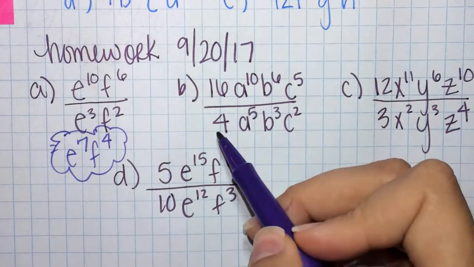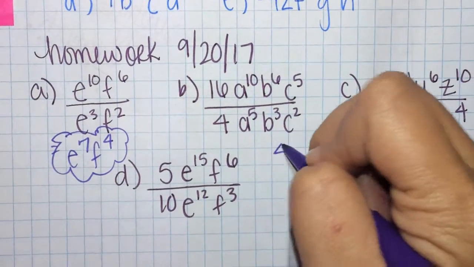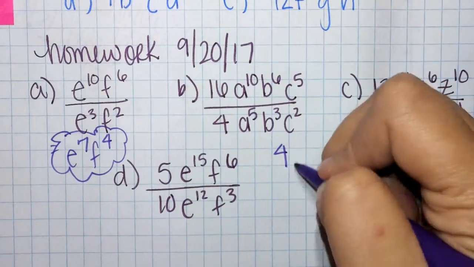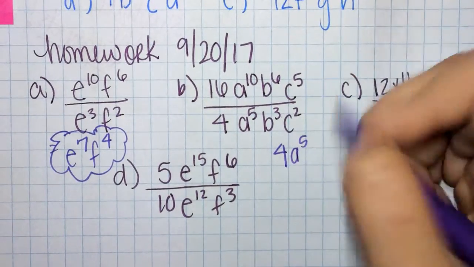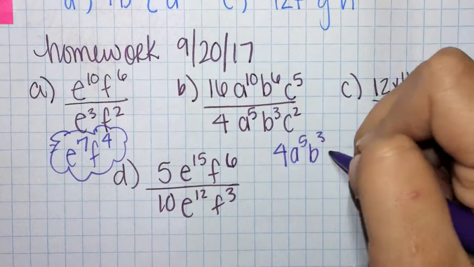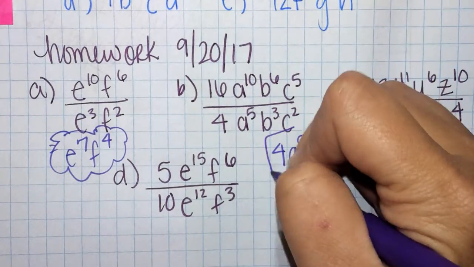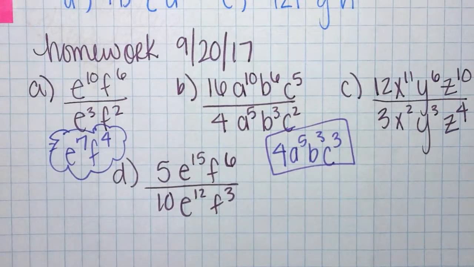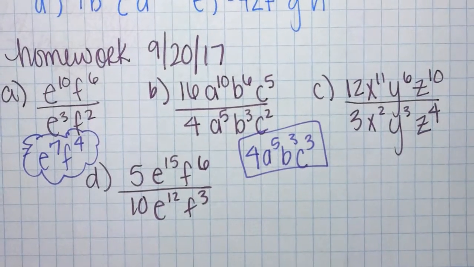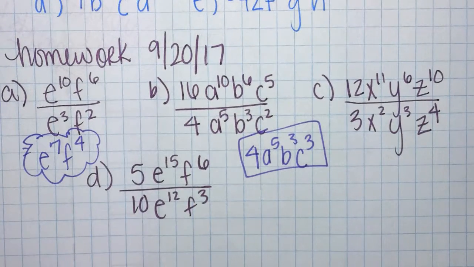For B, what's 16 divided by 4? 4. Okay, what's 10 minus 5? 5. What's 6 minus 3? 3. And 5 minus 2? 3. How many of us got that one right? Take a point.